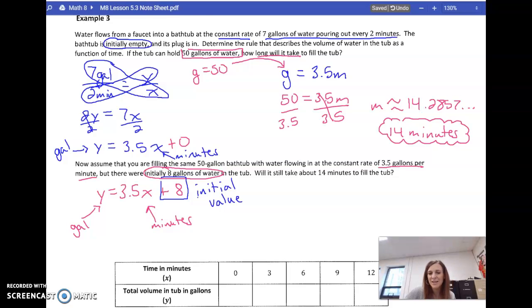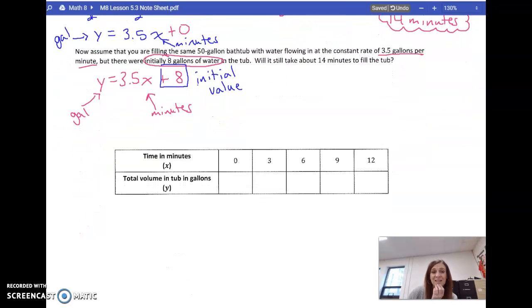And now we're going to input our x values, our input values, into this function. Remember this is our x value, we're going to plug that in here, and go 3.5 times 0 plus 8. Well, anything times 0 is 0, 0 plus 8 is 8. All right, now let's input this 3. I'm going to go 3.5 times 3 plus 8, and that's 18.5. And then I'll go 3.5 times 6 plus 8. If I type that into a calculator, that gives me 29.